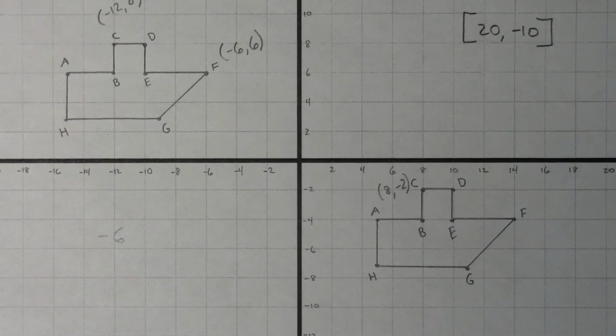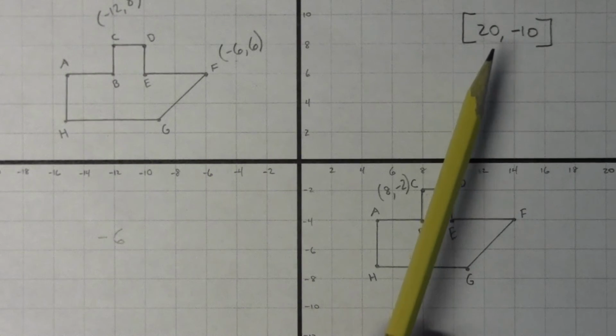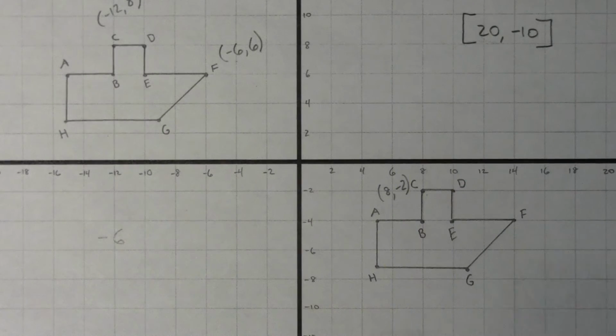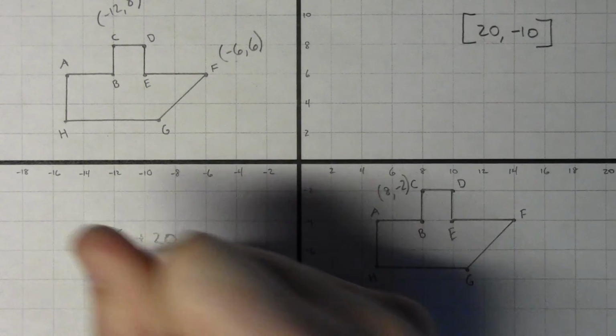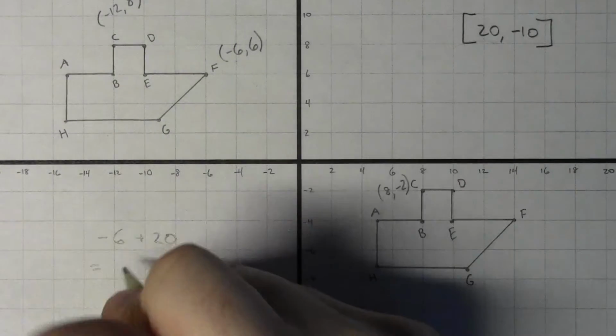So again, you've got to memorize this little routine here, right? If you're trying to figure out the translation vector, you subtract. If you have the translation vector, all you have to do is add. So you have the original coordinate for x, and you have the translation vector for x. So all you do is add them together. So what's that equal? 14.